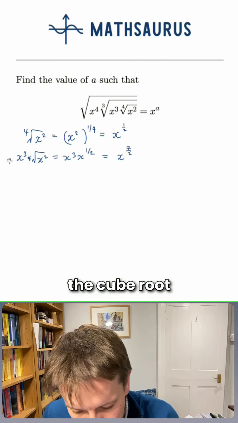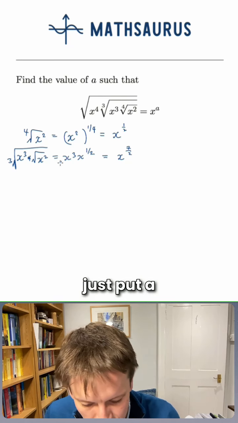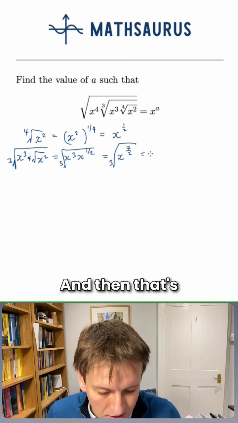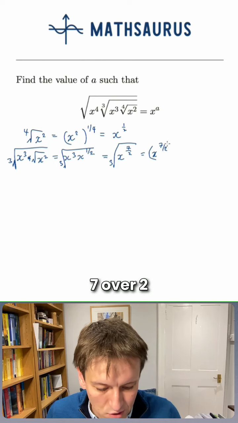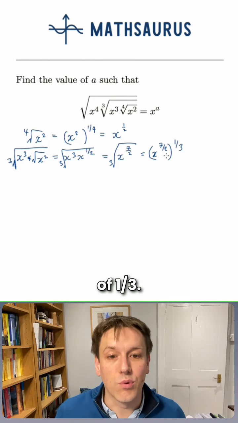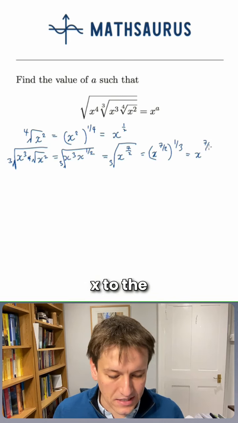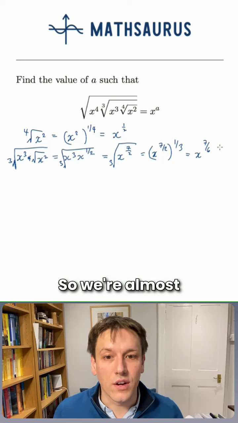And then I want to take the cube root of this, so actually let's just put a cube root around our answer here. Okay, and then that's x to the 7/2 to the power of 1/3. Then I multiply those powers again, and I get x to the 7/6. So we're almost done here.